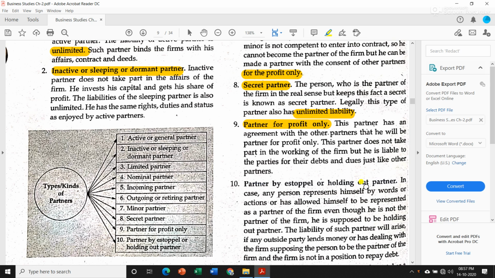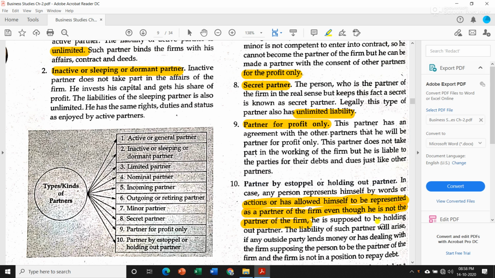Then partner by estoppel or holding out partner. In case any person represents himself by words or action or has allowed himself to be represented as a partner of the firm even though he is not a partner of the firm, he is supposed to be a holding out partner. Suppose you are bragging that you are a partner of a firm and you have allowed that firm to use your name to represent, or that firm has allowed you to represent yourself as the partner of a particular firm, then that partner is known as partner by estoppel or holding out.